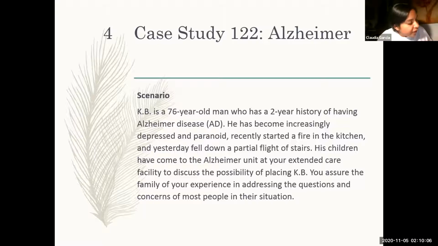Okay. You try to comfort the family by telling them the problems they are experiencing are common. You explain family support is a major focus of your facility's program. List 4 ways in which KB's family might receive the support they need. What do you think? Maybe the social worker could talk to them. Okay. Maybe and teach them. I'm not sure actually.